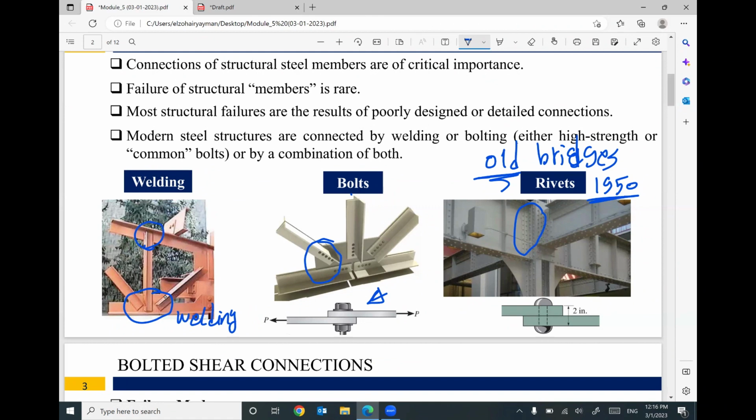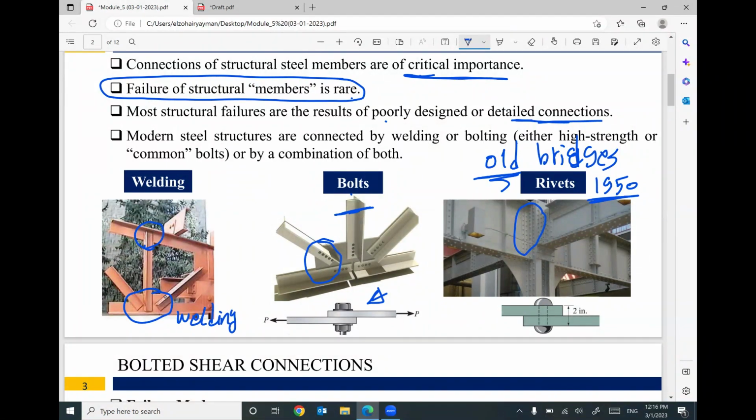Connections of structural steel members are of critical importance. Failure of structural members is rare. This point is very important. To have a failure in the member itself is very rare. But most structural failures are the results of poorly designed or detailed connections.